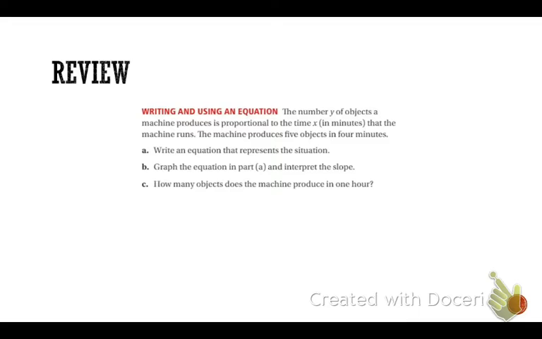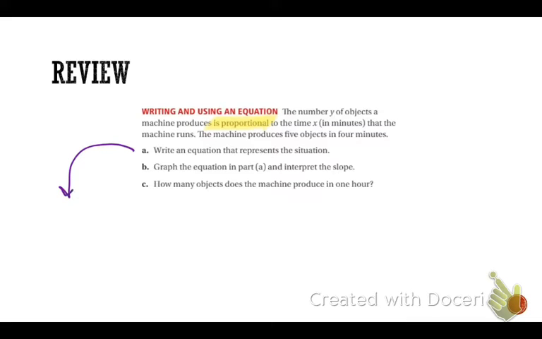It says the number Y of objects. So while we're reading this, I want you to think in your mind, what does Y stand for and what does X stand for? So it says the number Y of objects a machine produces is proportional. I know it's proportional, so I know there's going to be a rate. What letter stands for rate? M. Very good. To the time X, in minutes that the machine runs. So the machine produces 5 objects in 4 minutes. Letter A says to write an equation that represents the situation.